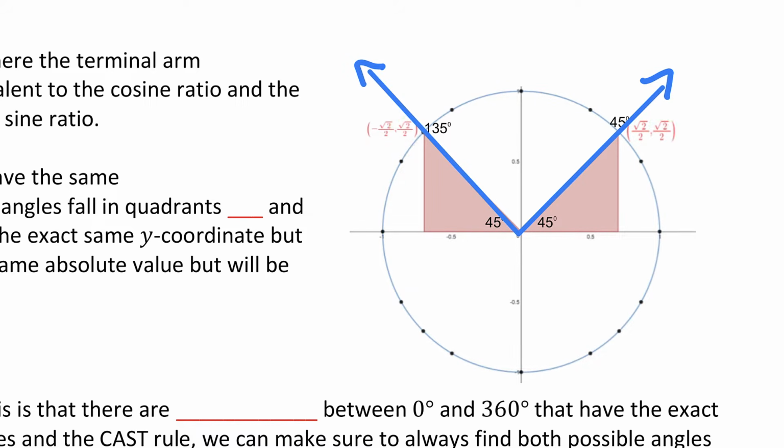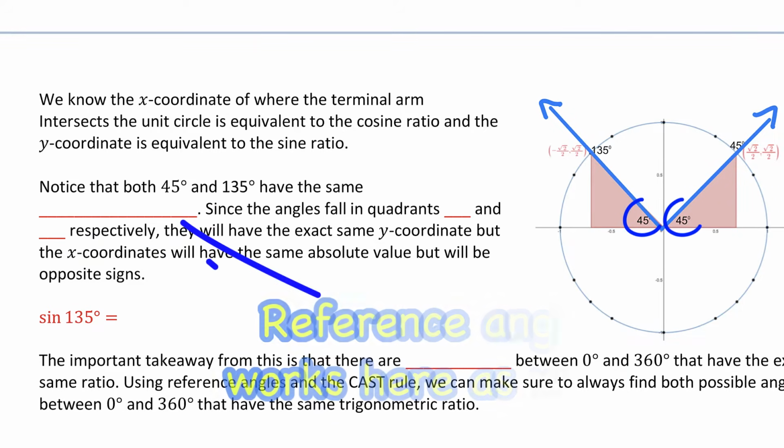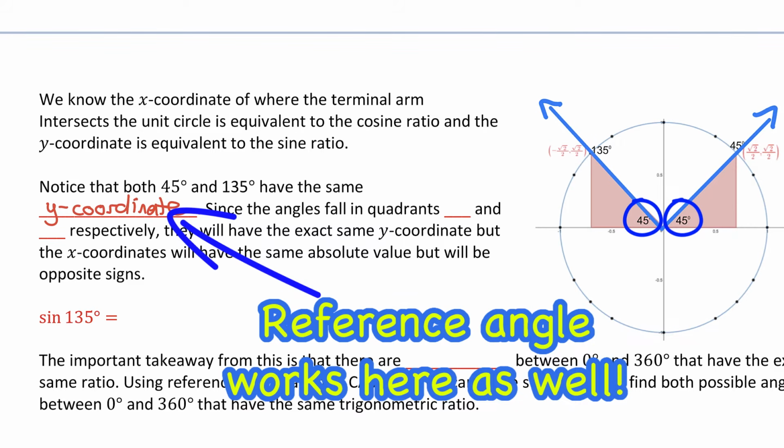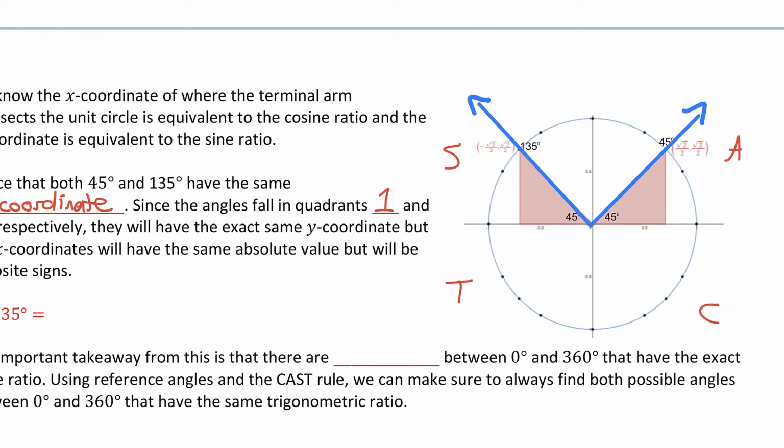The y-coordinate is root 2 over 2 for both of them. So because they have the same y-coordinate, and we know that the y-coordinate is equal to the sine ratio, that would tell me that both 45 and 135 have the exact same sine ratio. They both have a sine ratio of root 2 over 2. So let's fill in that information. Notice 45 and 135 have the same y-coordinate. Since the angles fall in quadrants 1 and 2 respectively, they will have the exact same y-coordinate. Based on CAST rule, I know that in quadrant 2 and 1, the sine ratio is positive in both of those, and that's because the y-coordinates are positive.